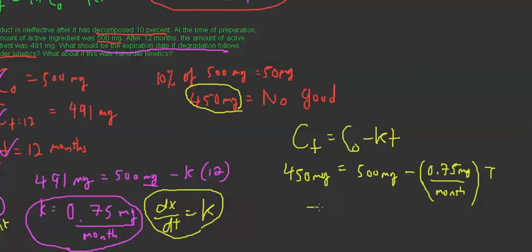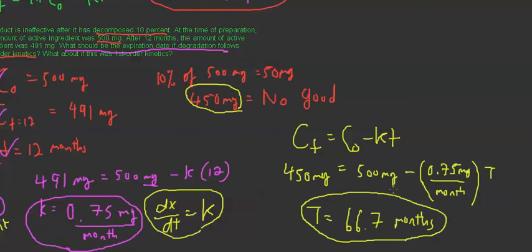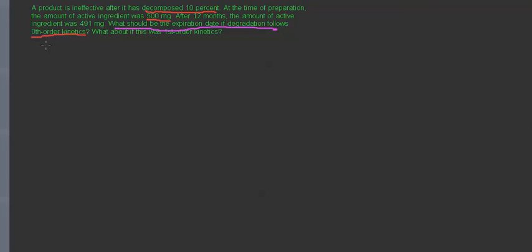So then we end up solving for time. Let me just plug this in. Okay, so time ends up being around 66.7. So that's how long it takes for 500 milligrams to decay by 10%. So then the expiration date would be 66.7 months. Okay, so let's look at this from the point of view of first order reactions.